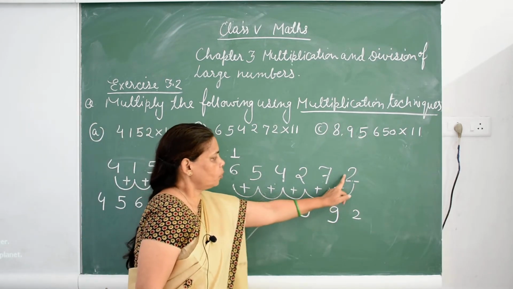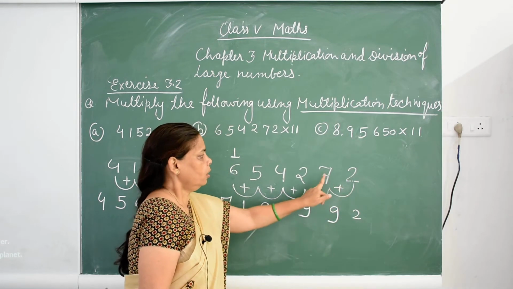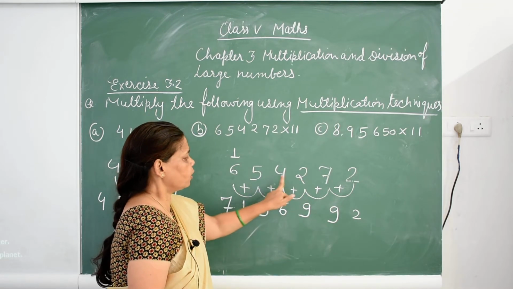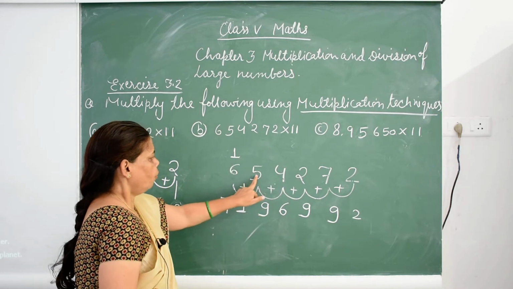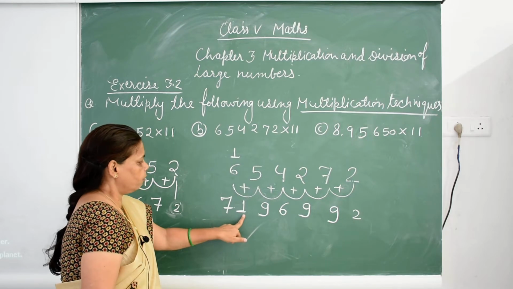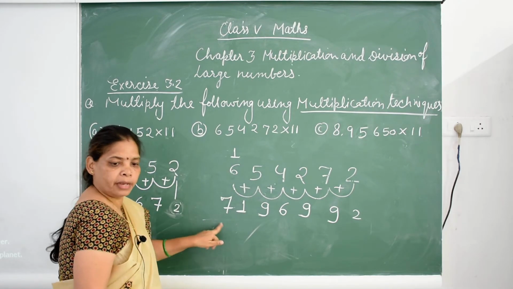2 as it is, 2 plus 7, 9, then 7 plus 2, again 9. Then 2 plus 4, 6. Now 4 plus 5, 9. Now 5 plus 6, 11. Write down 1 here and 1 as the carry. Now 6 plus 1, 7. Understand?